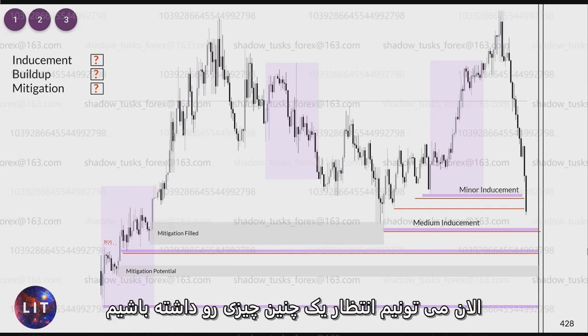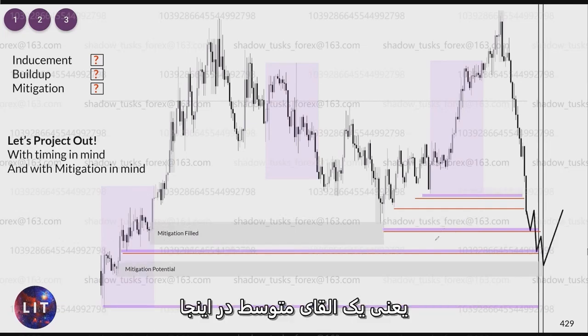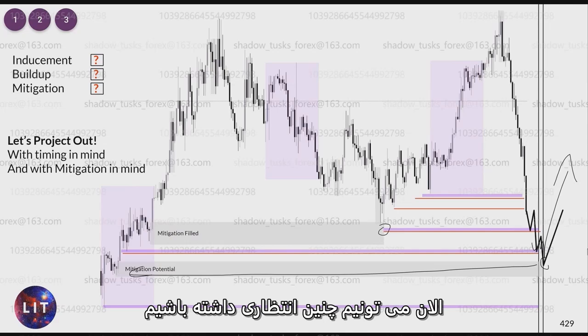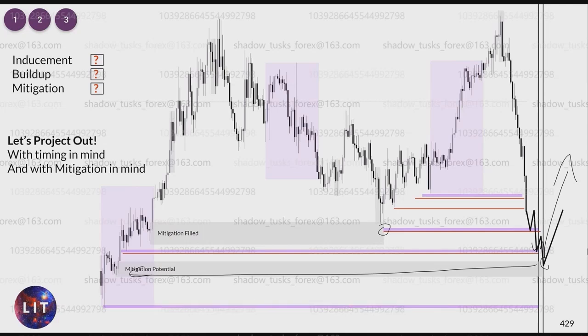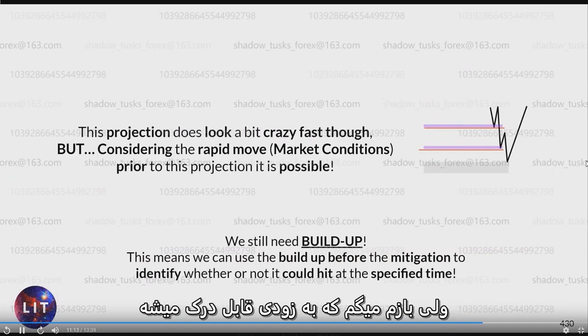So guess what? We can already expect something like this, like minor, medium inducement in here, right? Maybe a build up in here, inducement into the mitigation area, and then goes higher. We can expect it already, right? So what can we do? This projection does look a bit crazy right now, but again, it will make sense in a bit.